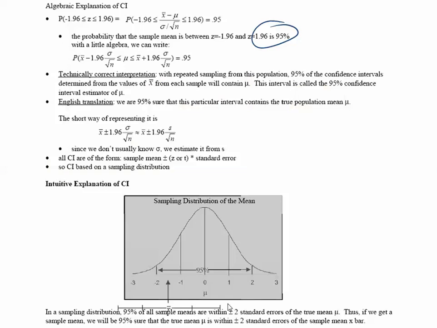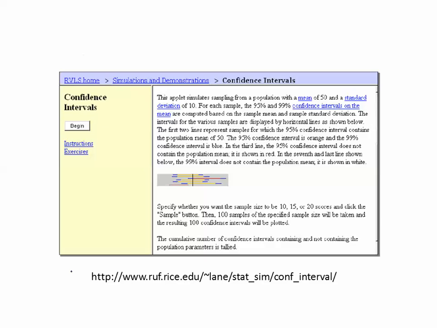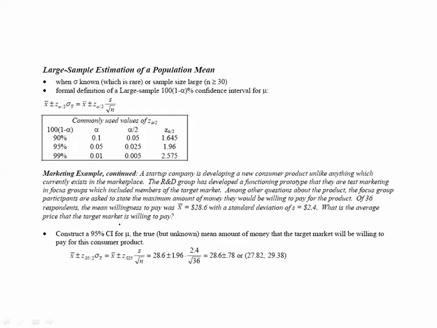So let's finish our marketing example here. We want to construct this 95% confidence interval for the population mean, or the true mean, although we don't know what it really is. And we enter in our numbers. So our confidence interval is our sample mean plus and minus, because we have to go above and below the point estimate.